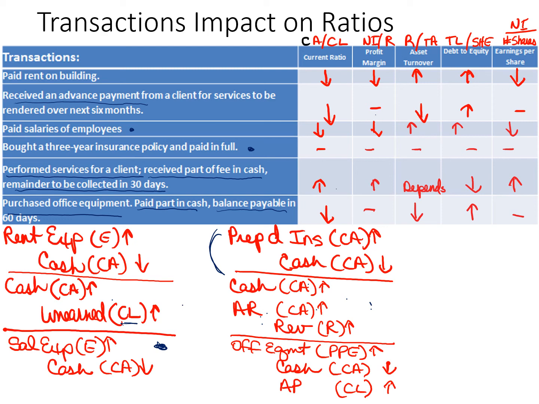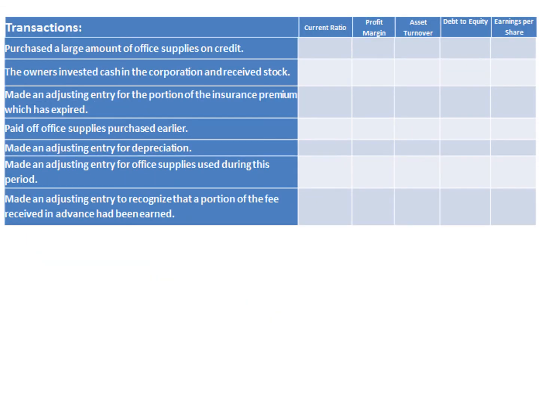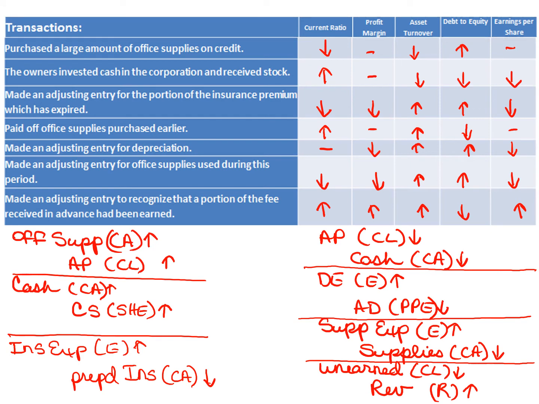So that's some examples. Well, I know you had so much fun here. We need to do some more. Here's another one. So here's some more. So the first thing you're going to do is make the entries, and then you're going to look at the impact. So purchase large amounts of office supplies on credit.